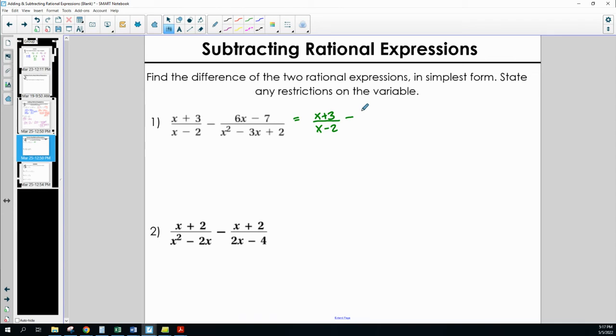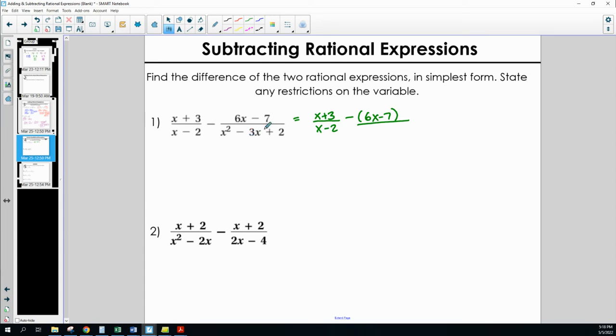So the way I'm going to write this is by putting this in parentheses, 6x minus 7. So that way when I actually go to smush the tops together, I know to distribute that negative to both. Now, if that's confusing, what you can do is change this minus sign here to a plus, and then change both of these signs and make this -6x plus 7. Either way is fine, just don't forget to distribute that negative. Okay, so we're going to leave that like that for now.